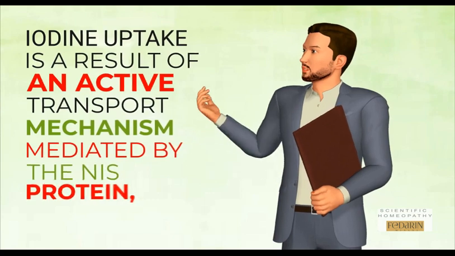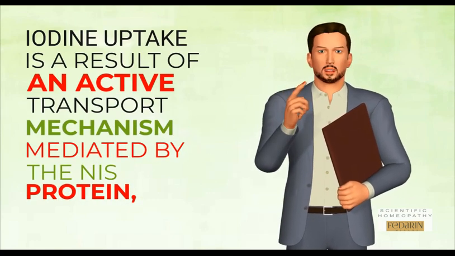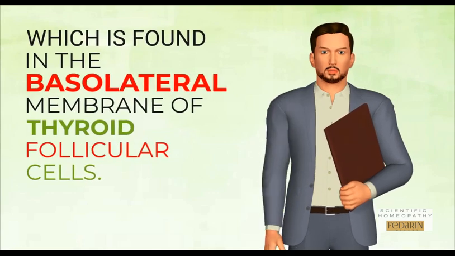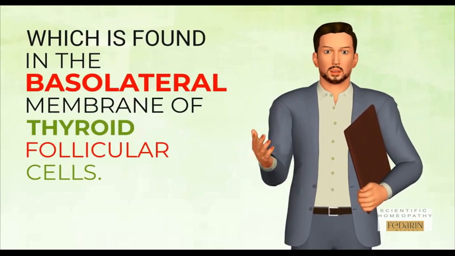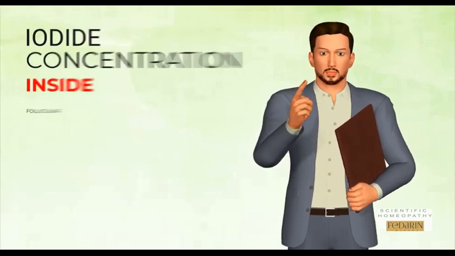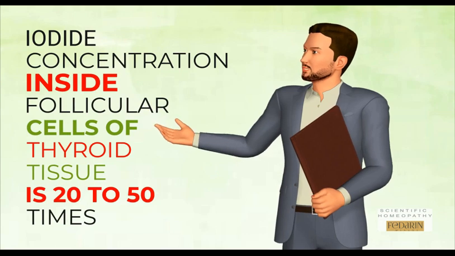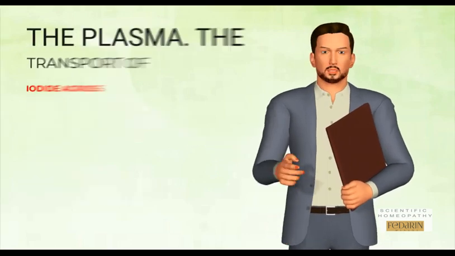Iodine uptake is a result of an active transport mechanism mediated by the NIS protein, which is found in the basolateral membrane of thyroid follicular cells. As a result of this active transport, iodide concentration inside follicular cells of thyroid tissue is 20 to 50 times higher than in the plasma.